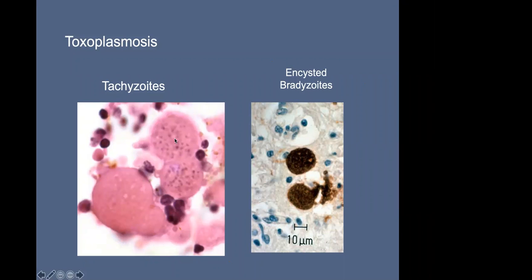Along with the tachyzoites or trophozoites, one can see larger bradyzoite cysts. That's the dormant form, which are full of bradyzoites, which are not infecting. They are the dormant state of the organism. And in an immunocompromised patient, these bradyzoites come out and become trophozoites and invade the brain.